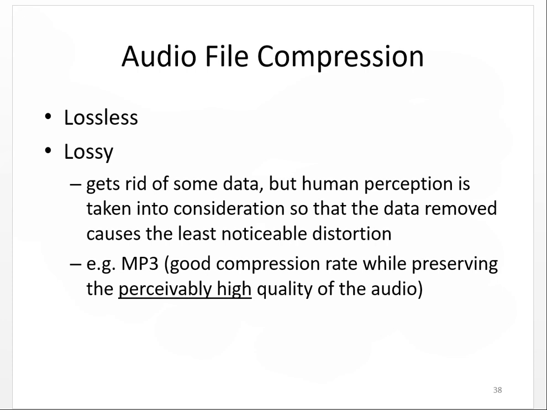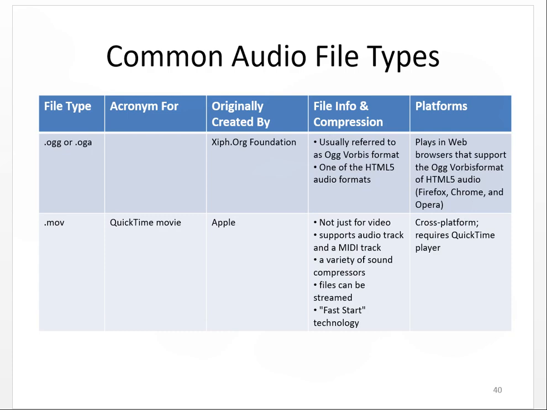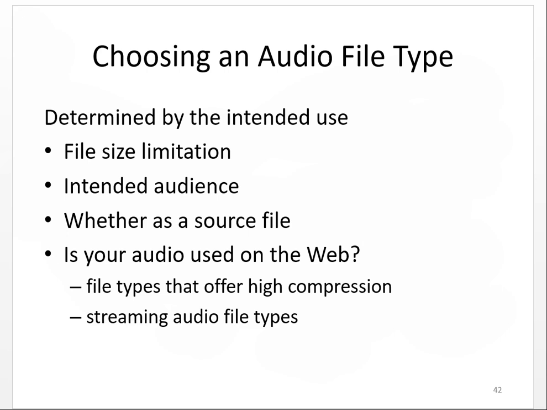Then we have some extra slides here about common audio file types: WAV, MP3, M4A. It is just for your information, so go through it and read it. It will help you. Then again, common audio file types and so on. And at the end, choosing an audio file type is determined by the intended use: file size limitation, intended audience, whether it is a source file, whether your audio is used on the web, file types that offer high compression, streaming audio files, etc.